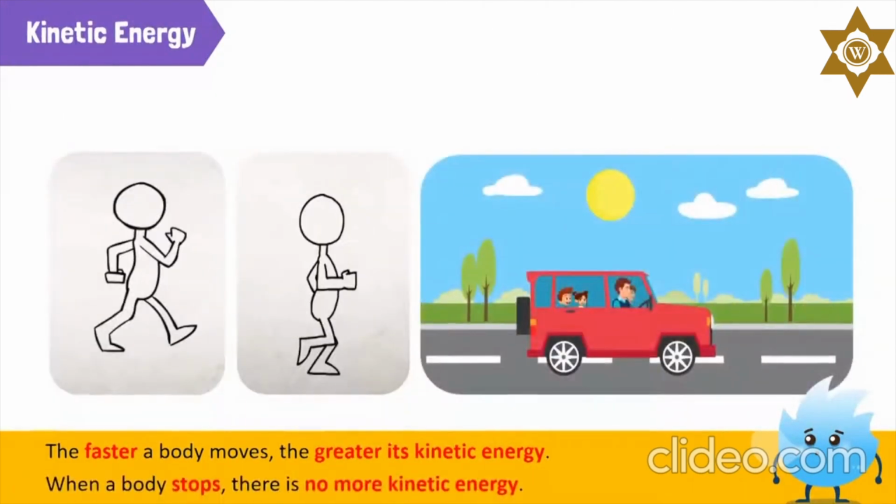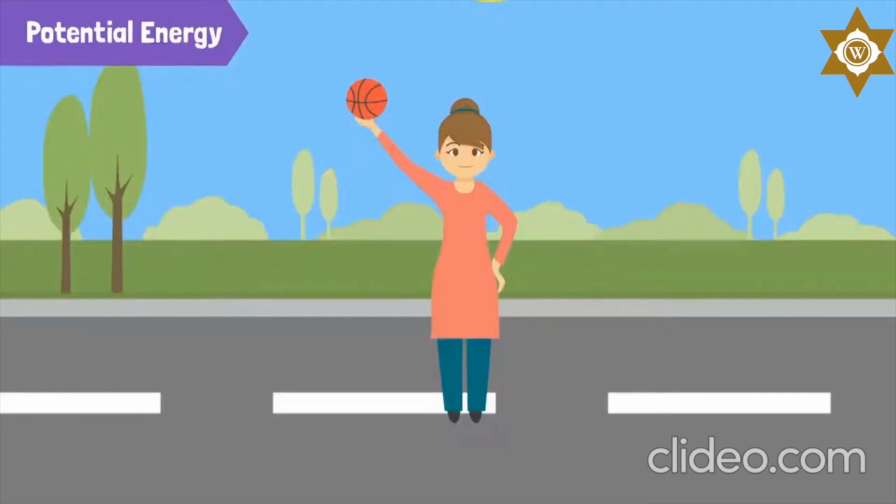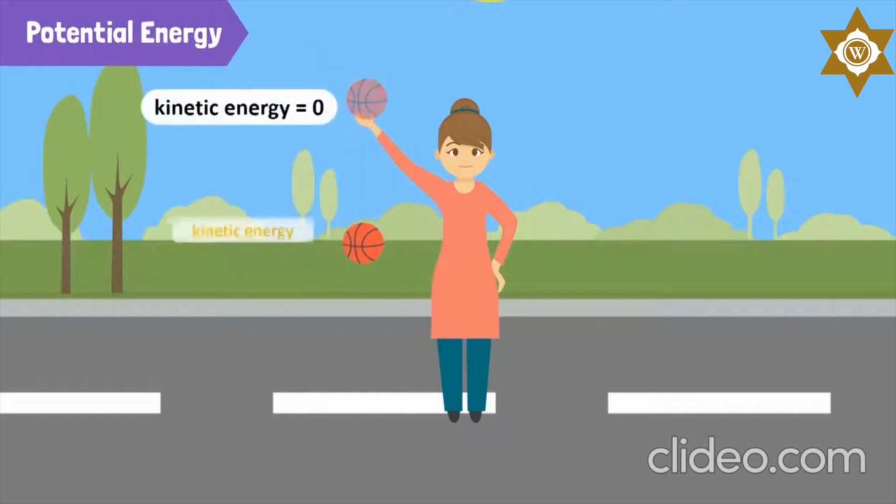When a body stops, there is no more kinetic energy. When you come to a stop, or when the car stops moving, kinetic energy becomes zero. If we now raise the ball to a certain height and release it, what happens? It starts falling downwards, right? It starts from a position of rest and then gains speed when you let it go. In other words, it starts with zero kinetic energy and then gains some kinetic energy.